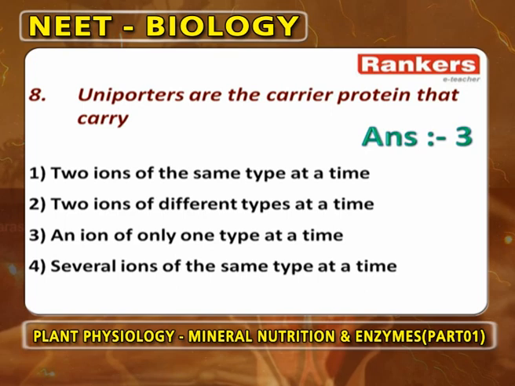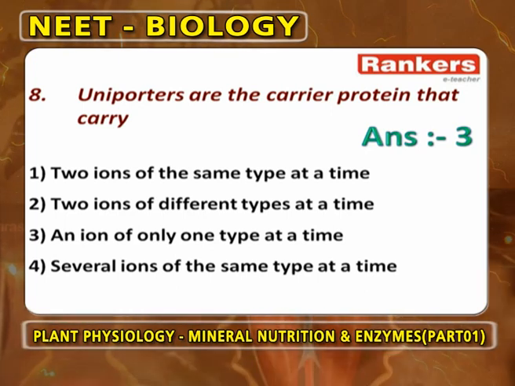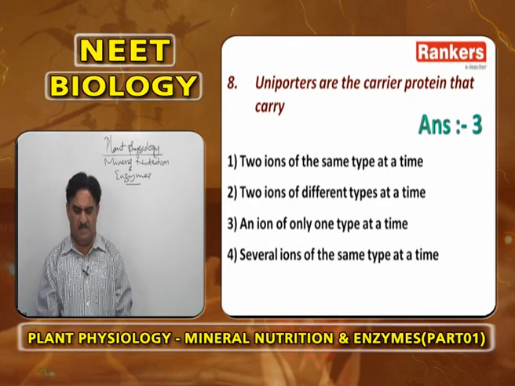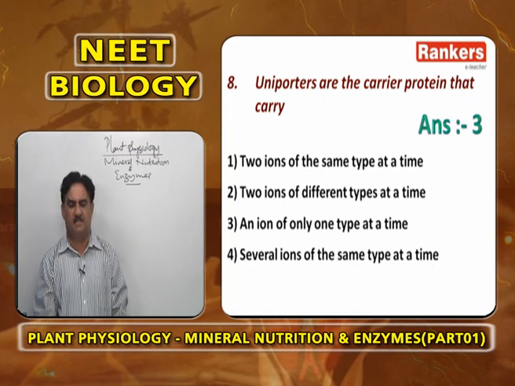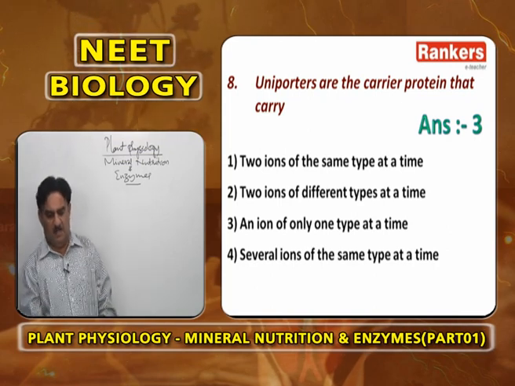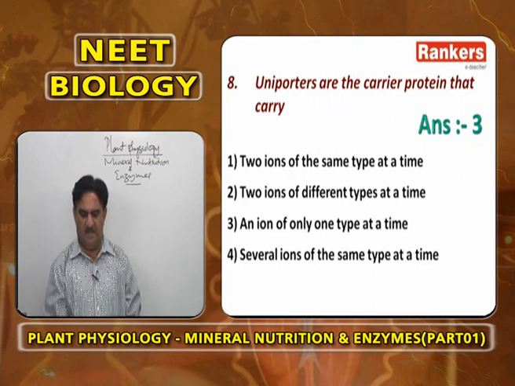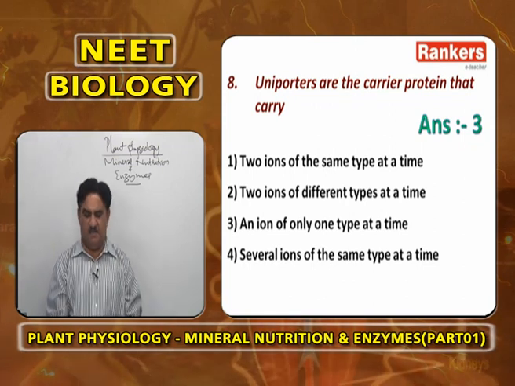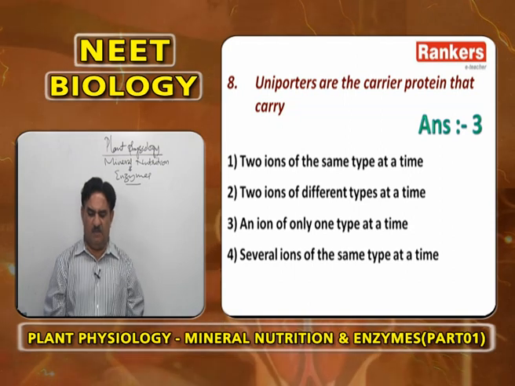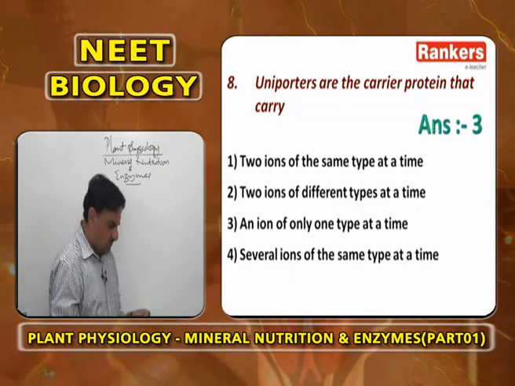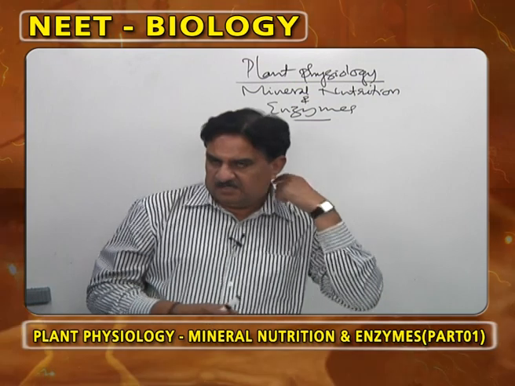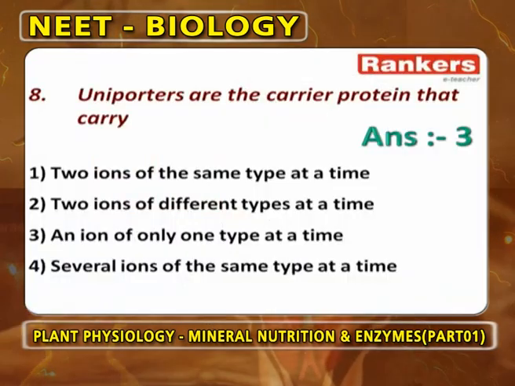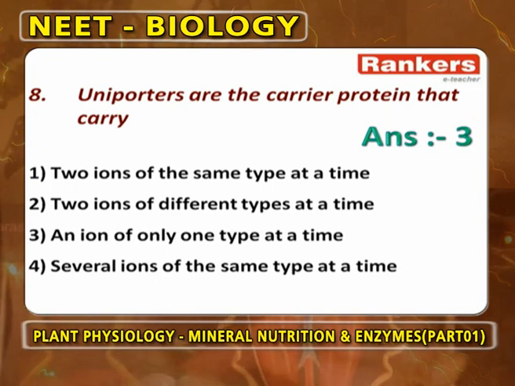Uniporters are carrier proteins that carry two ions of the same type at the same time, is wrong. Two ions of different types at a time is wrong. Several ions of the same type at the same time is wrong. An ion of only one type at a time. Uniporters always take ions either from outside to inside or inside to outside, only one type of ion in only one direction.